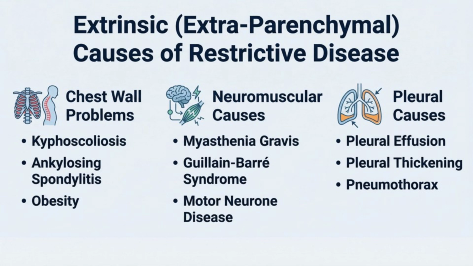Extrinsic or extraparenchymal causes include chest wall problems such as kyphoscoliosis, ankylosing spondylitis, and obesity. Neuromuscular causes such as myasthenia gravis, Guillain-Barré syndrome, and motor neuron disease. Pleural causes such as pleural effusion, pleural thickening, and pneumothorax.